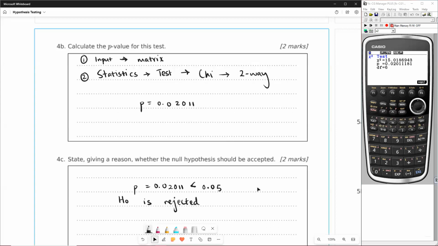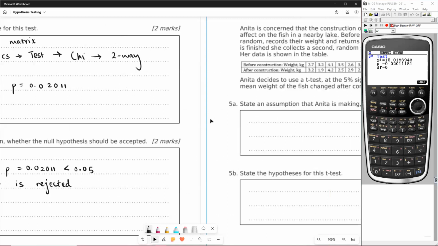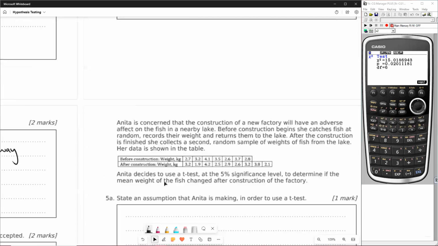5% is the significance level. That means that that is the highest possible number we will tolerate if we're to accept a hypothesis. Anything lower than that is not tolerable, and we reject the hypothesis.